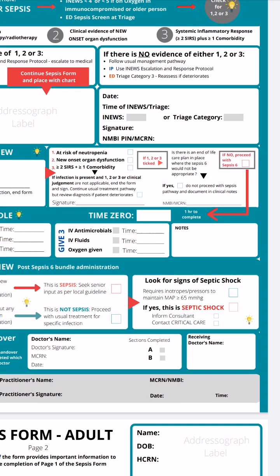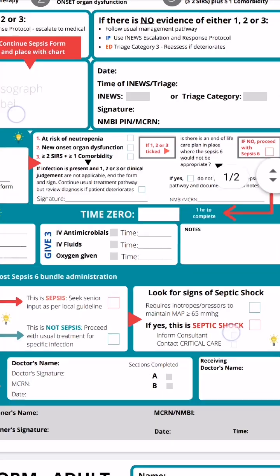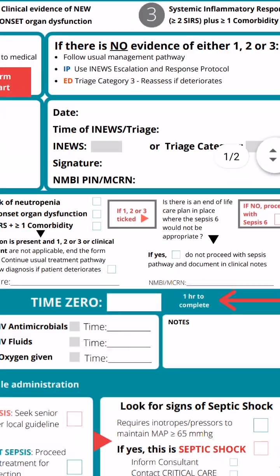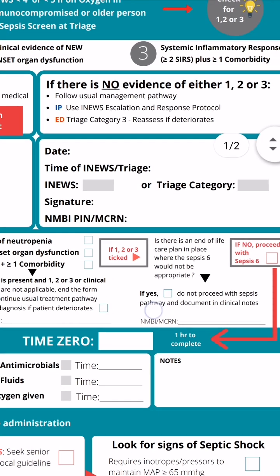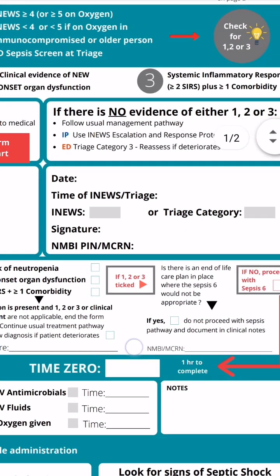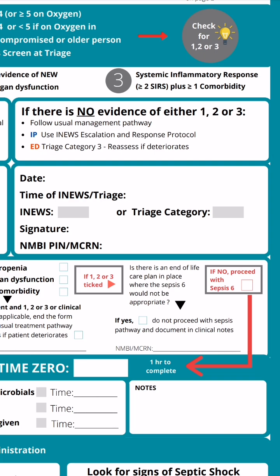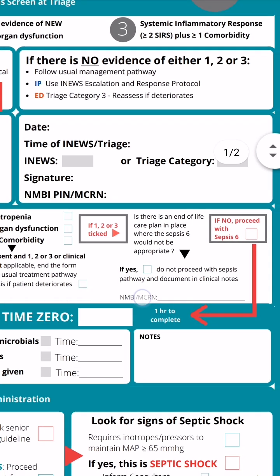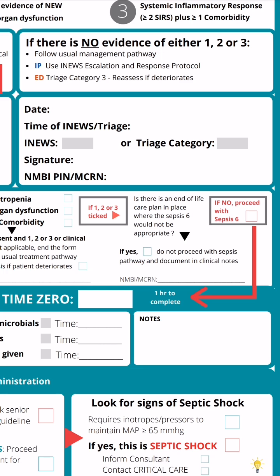But if there is no evidence of either 1, 2, or 3, then follow the usual management pathway. Okay, like inpatients, use the news escalation and response protocol. And then emergency department triage category 3, reassess if deteriorates. If the patient is not improving, then reassess. Okay, because there is no evidence of 1, 2, or 3, that means no neutropenia, no organ dysfunction, and no systemic inflammatory response. Then if we have this evidence, we will go for this one.